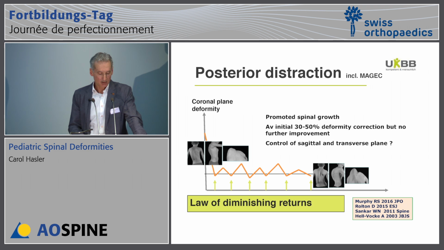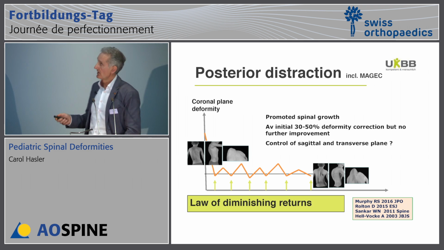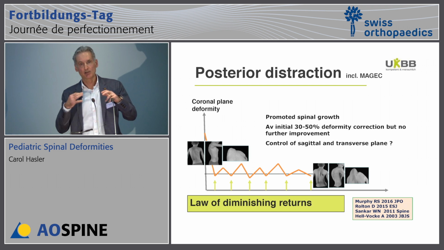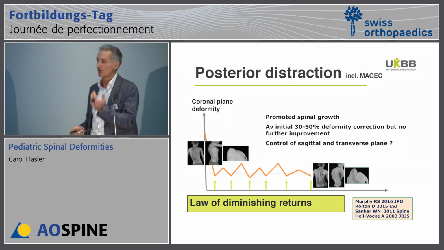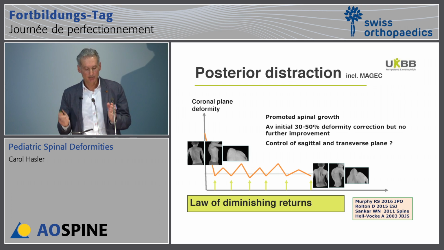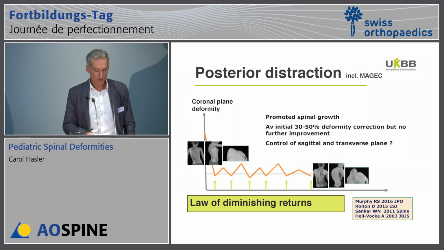And another drawback of those posterior distraction procedures is that you gain correction at the beginning, about 50%, but then you undulate around the midline. So the whole system stiffens, and there is some ossification around the implant, there is some scarring. So what you get at the beginning is what you have, and it's only a coronal correction. So if you look at the transverse plane in this patient, there is an increasing rib hump. So the 3-dimensional correction is not 100%.